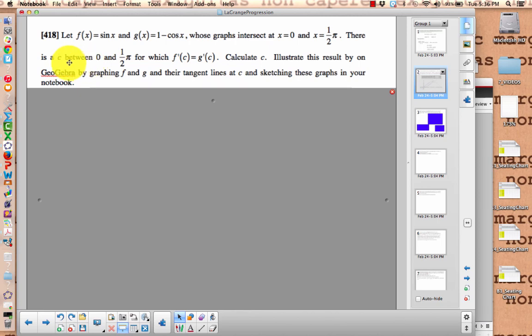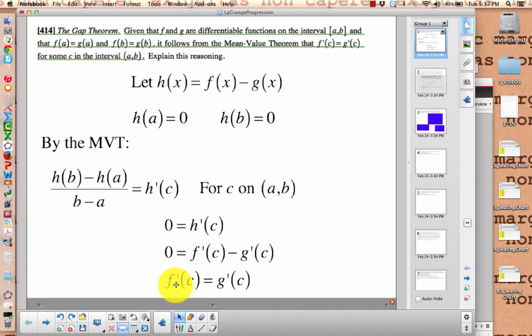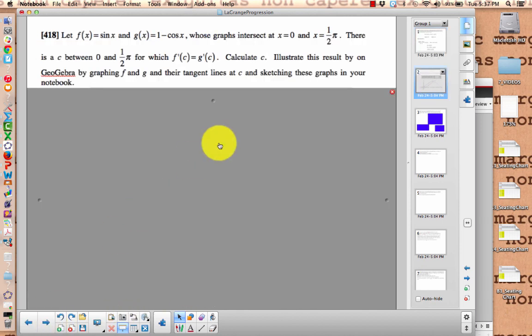This says there is a c, there is a number, between 0 and pi over 2 where the derivatives are equal. So again, that was what we proved here in this problem. There is a place where the derivatives are equal. f prime of c equals g prime of c. Okay, so first they say calculate c. So you would take the derivative of f. So since f is sine x, the derivative is cosine x. And the derivative of 1 minus cosine x is going to be just sine x. Now, I don't need a calculator to do this, but I'll just show you how you could use one to make things go faster.